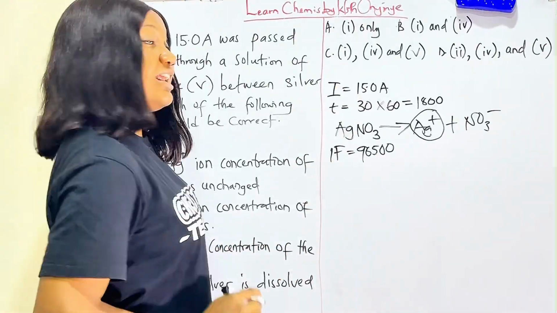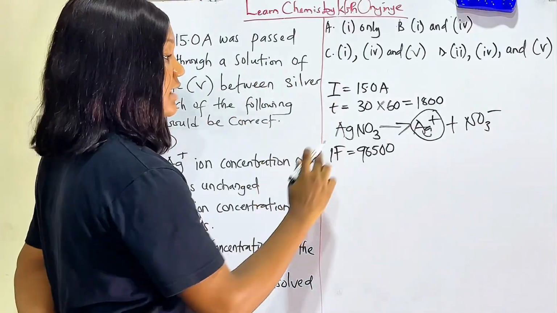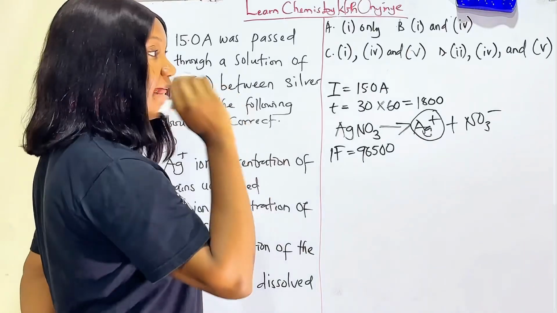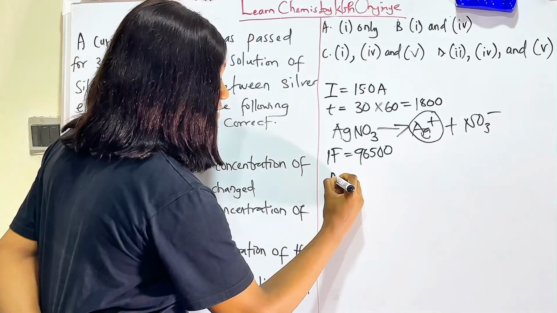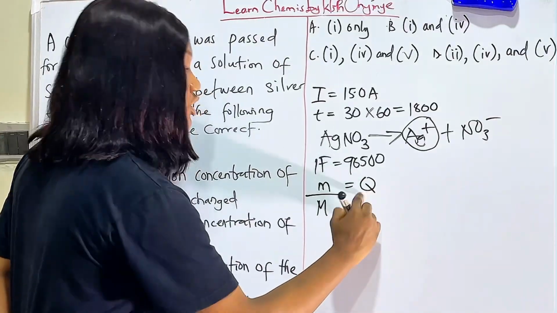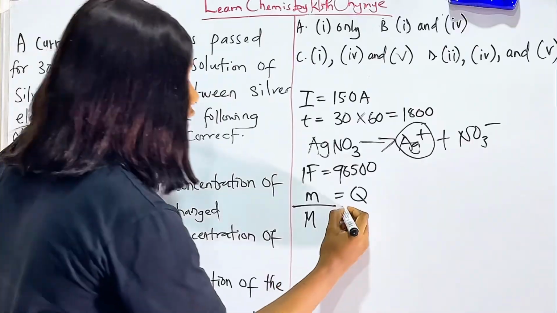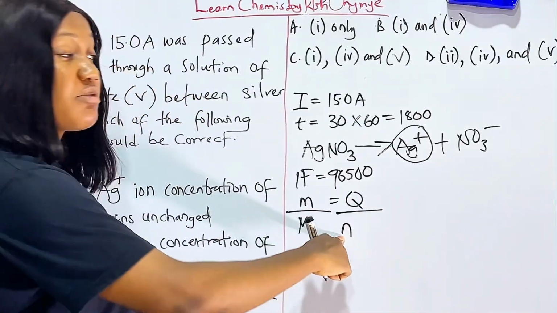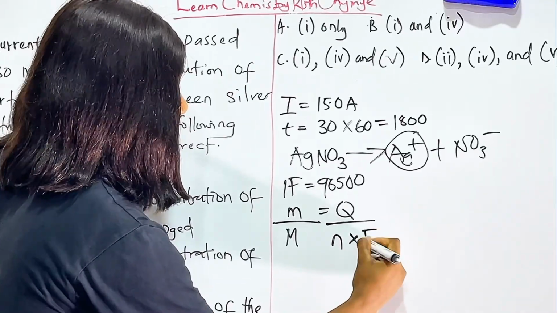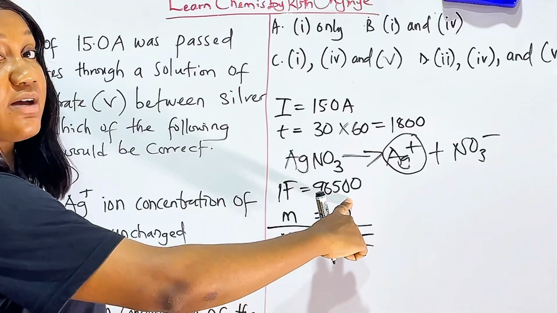Now, in electrolysis, there's a formula we use that involves I, T, and the values we have here. And that formula is that mass over molar mass is equal to Q over N. Q here represents quantity of electricity. N here represents oxidation number times F. F here represents Faraday. And as you can see, 1 Faraday is 96,500.